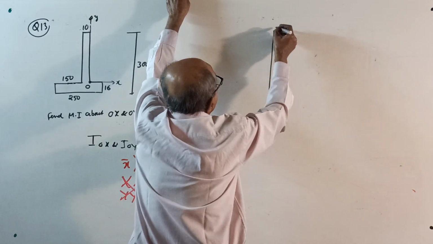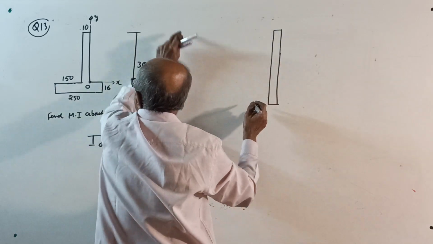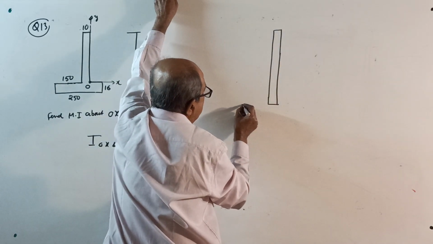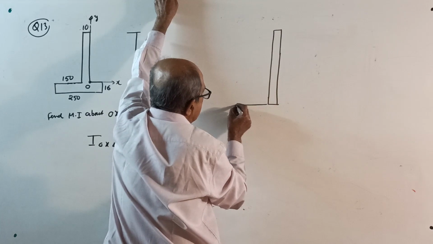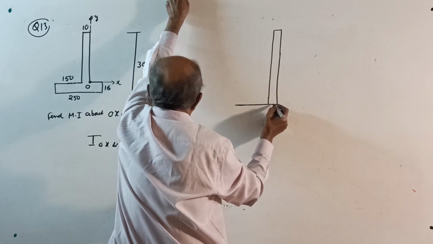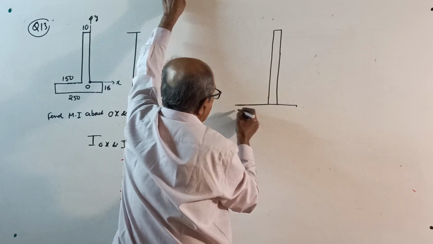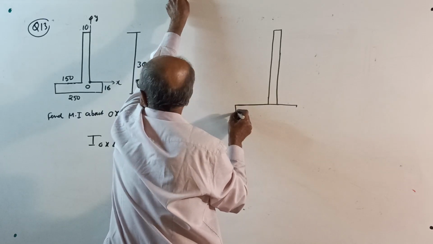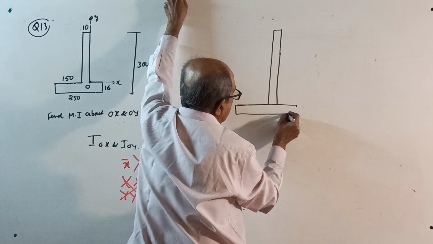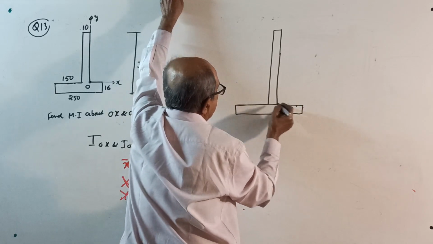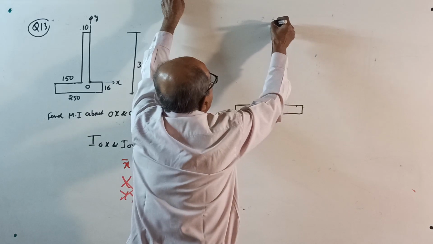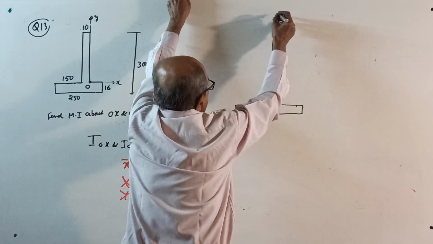This I will put later, 10 by 284. Then here, 150, more on this side and lesser on that side. Okay. This is the 16. Out of scale. Now, see, this is 10.